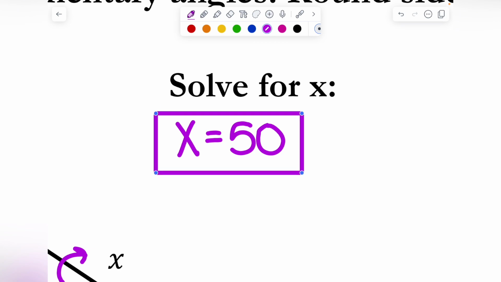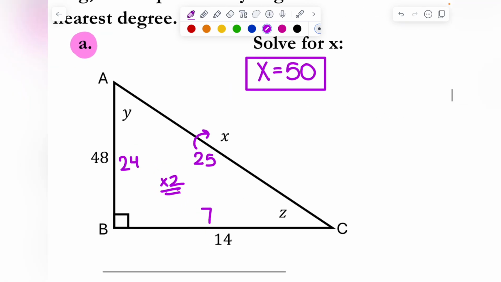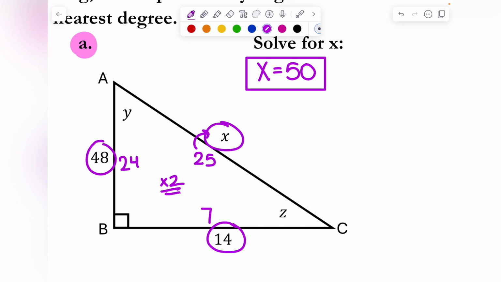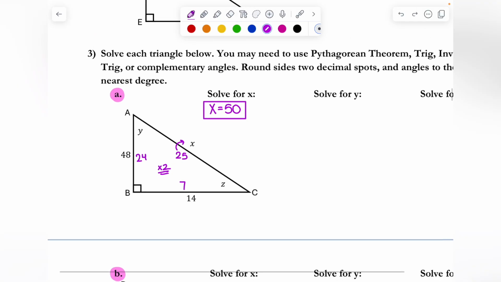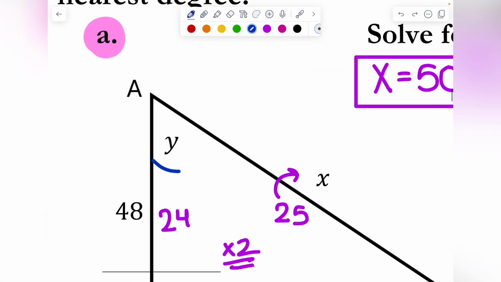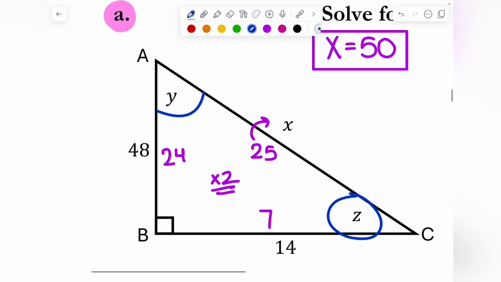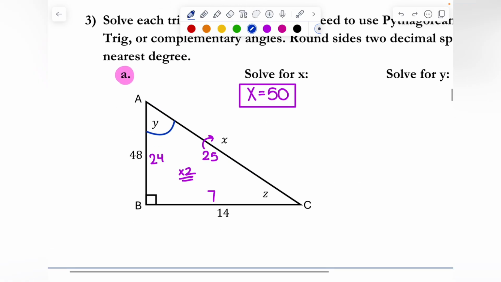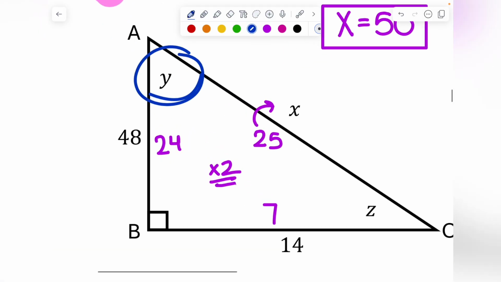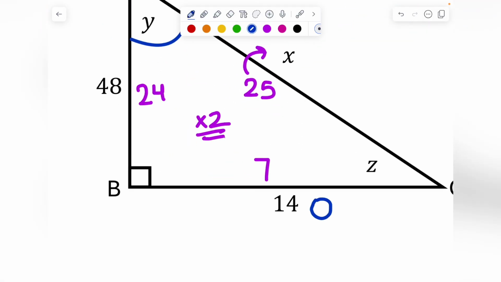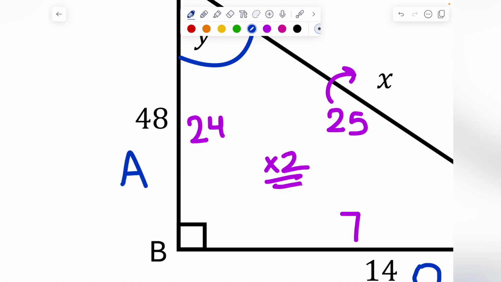All right. Now, I could just have done 48 squared plus 14 squared equals X squared and just done the Pythagorean theorem and solved. And when you do that, you still get X equals 50. Moving on to solving for Y. Y is an angle. If I'm looking for an angle measure and I don't know this other one, I have to use trig. So from angle Y, the opposite side is 14 and the adjacent side is 48.